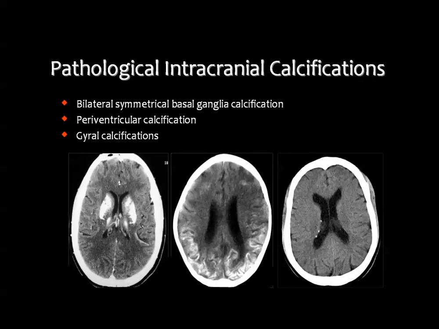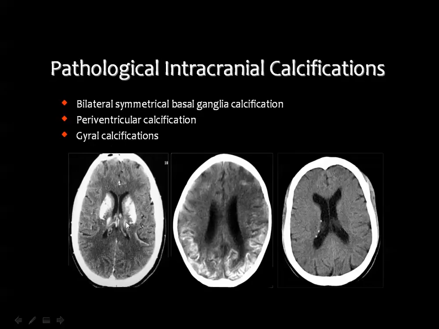Then pathological intracranial calcifications are divided into three major categories where you can easily reach the differential diagnosis of each category. The category number one is the bilateral symmetrical basal ganglia calcifications. The category number two is the periventricular calcium, and the category number three is the gyral calcifications.